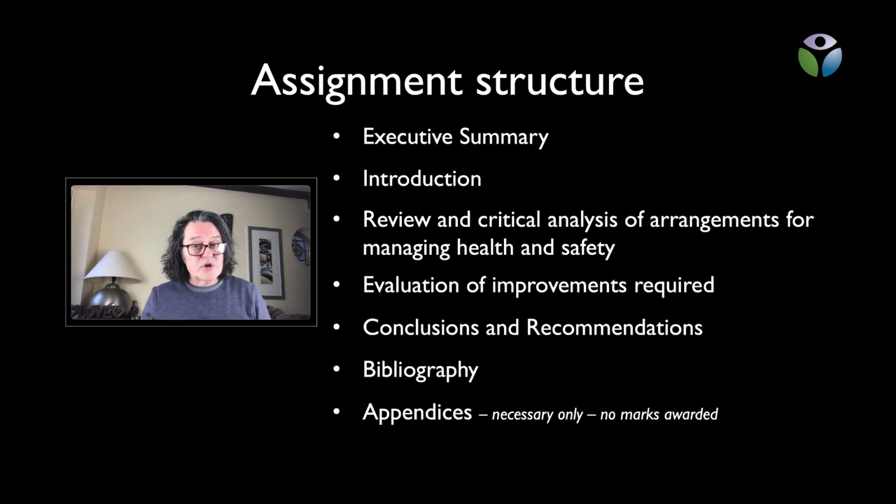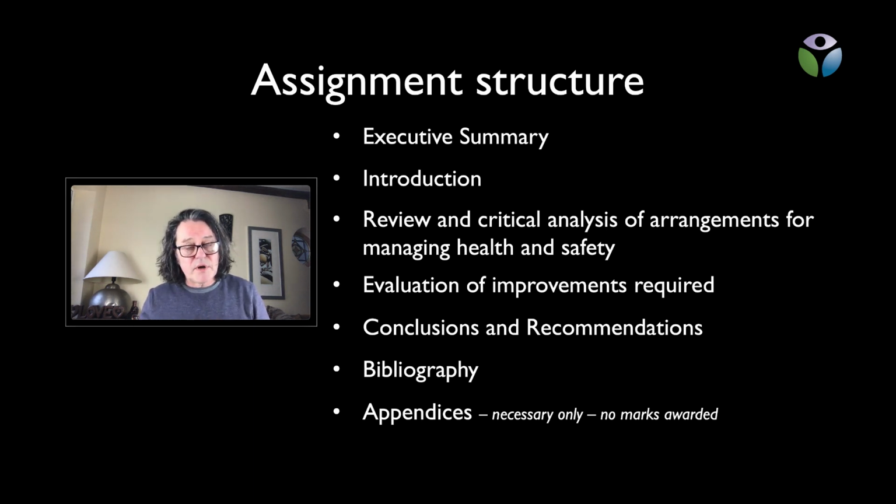Then construct a bibliography, making sure that you use an appropriate citation method. Harvard or Vancouver are strongly recommended by NEBOSH and by myself. And finally, any piece that you feel is actually going to support what you've written. Now, bear in mind, nothing in the appendices will be marked.